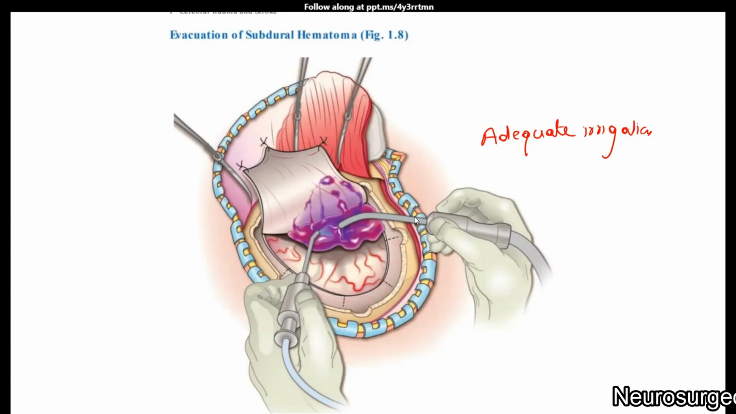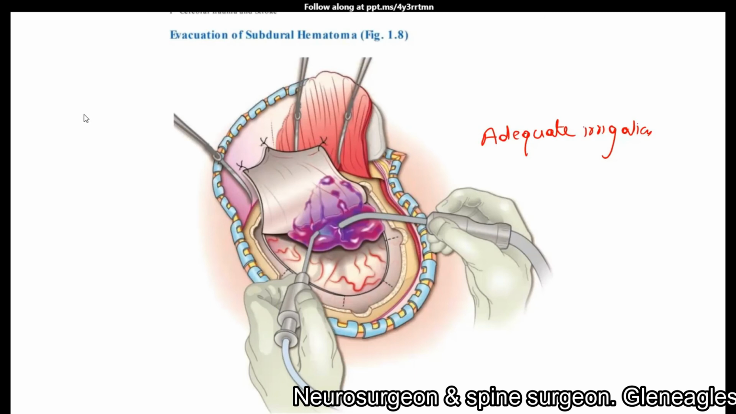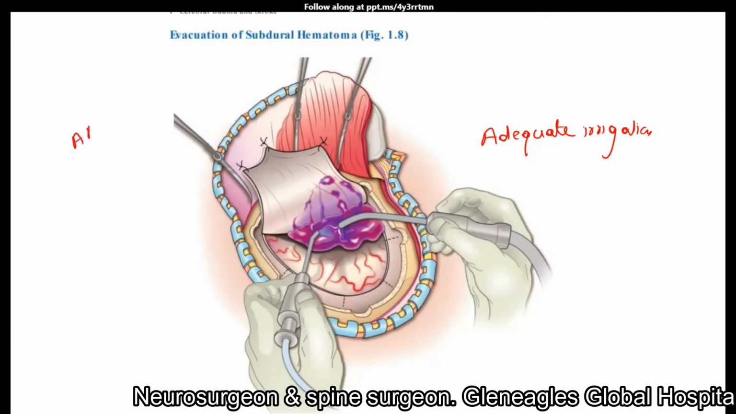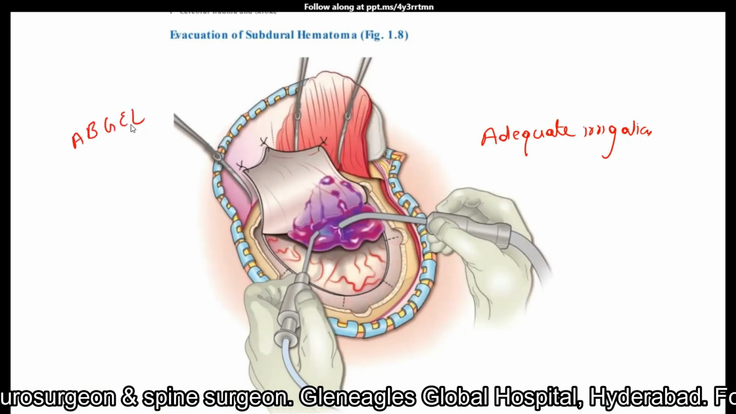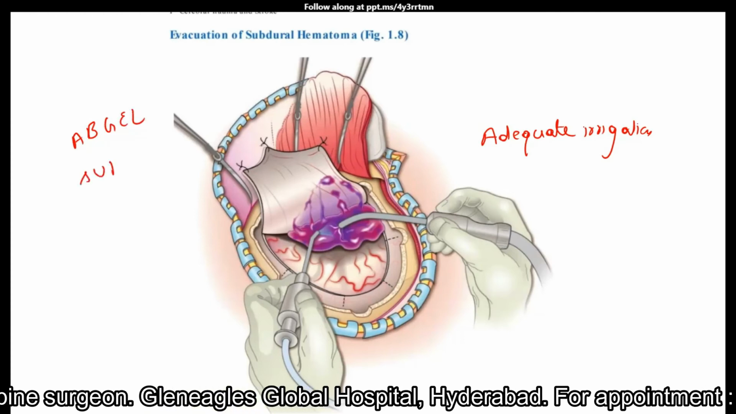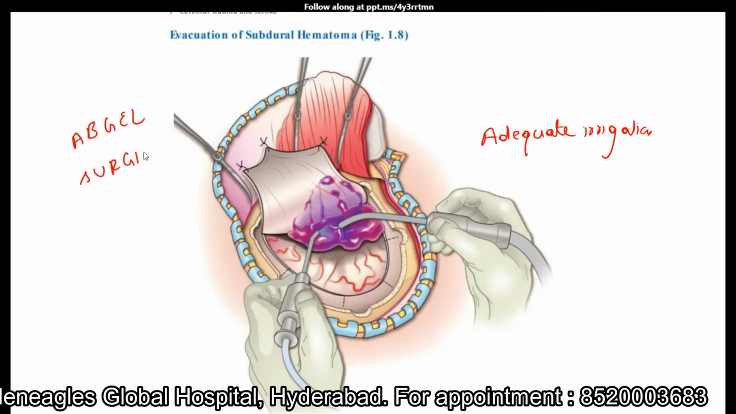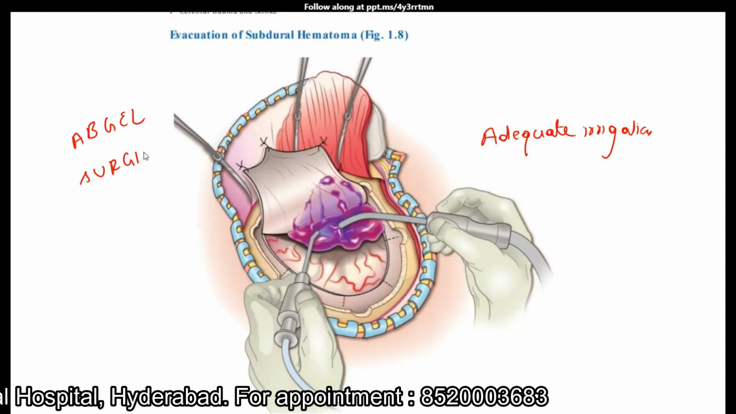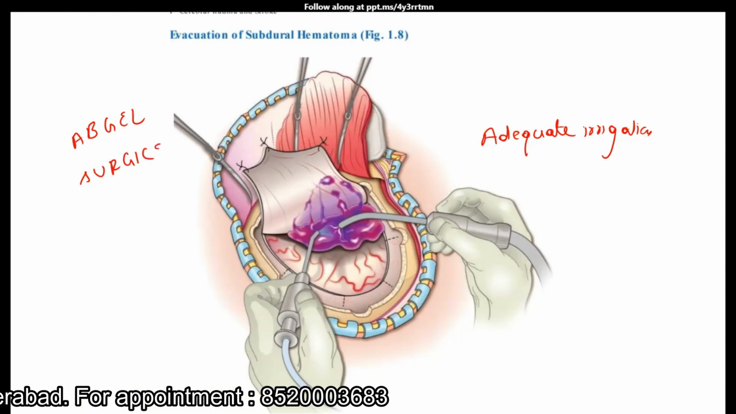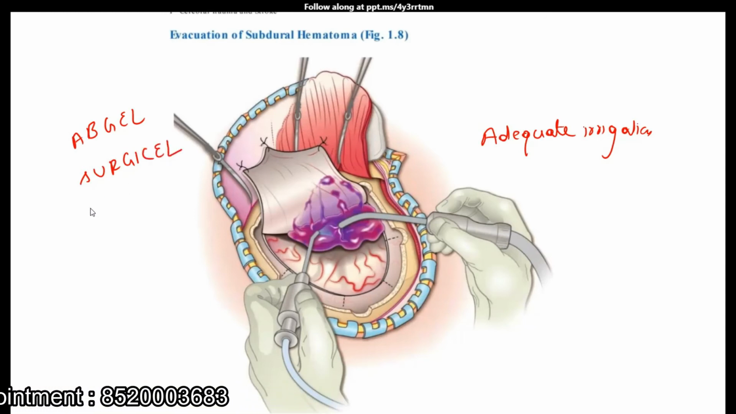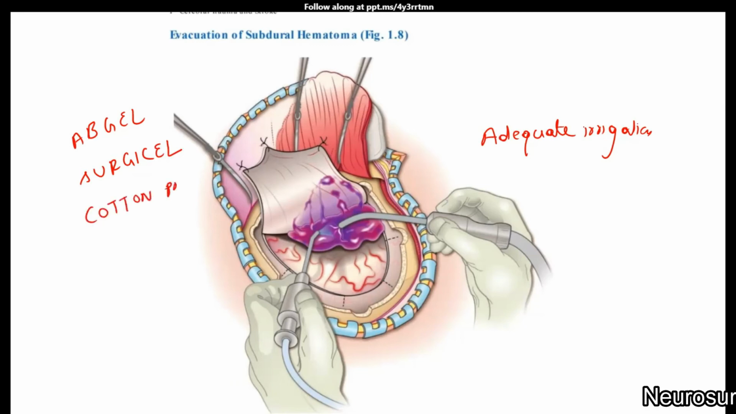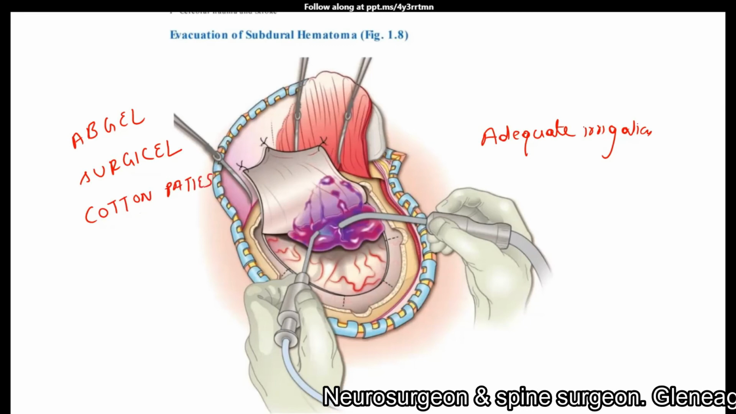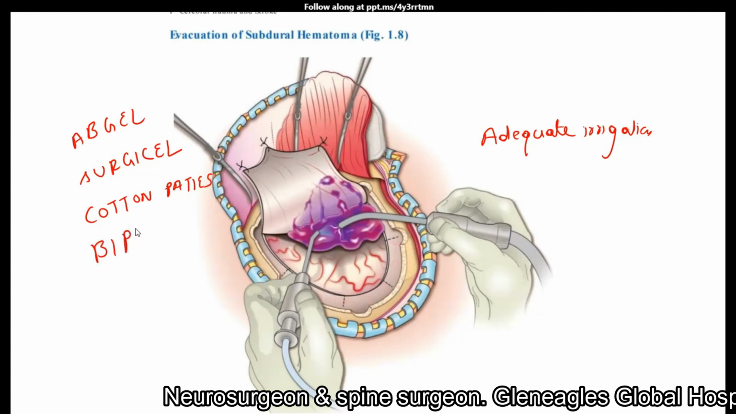If the source of bleeding is a very small one, you try to achieve hemostasis using a combination of Gelfoam or Surgicel. Surgicel is fibrin, thrombin, soap fibrin. You use cotton patties to apply pressure. And if it is a significant bleeding point, you can use gentle bipolar cautery to achieve hemostasis.